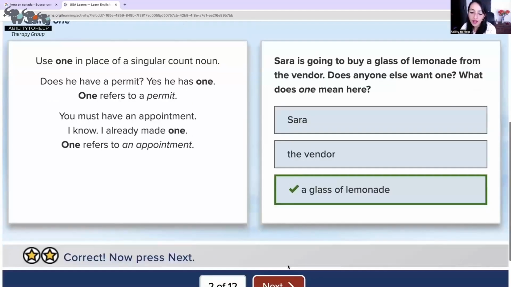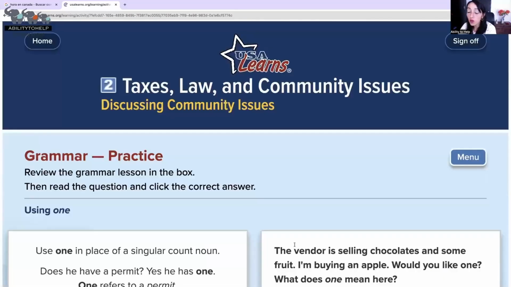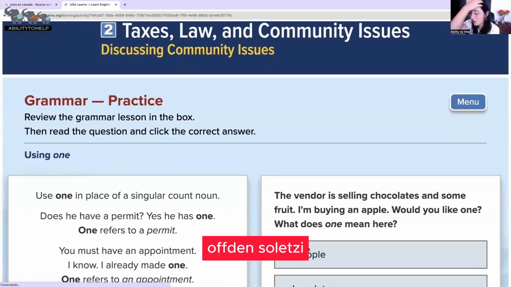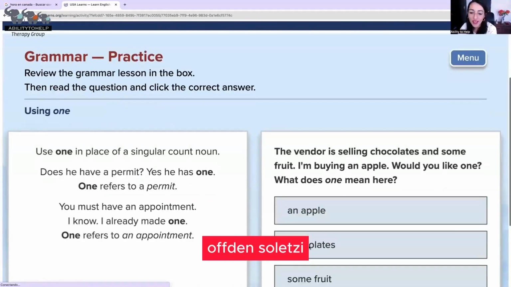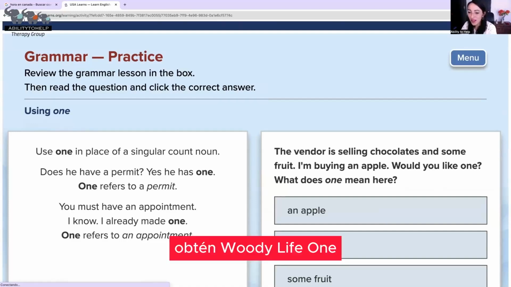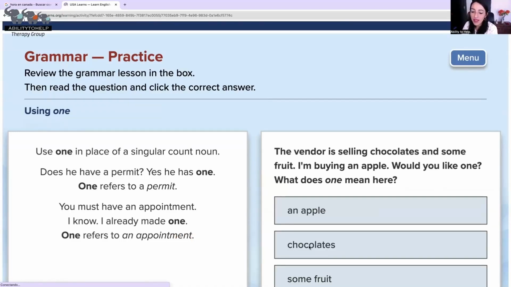So I think she wants to know if someone else wants another kind or another one of them. So let's see. The vendor is selling chocolates and some fruits. I'm buying an apple. Would you like one of them? Would you like one? What does one mean here?